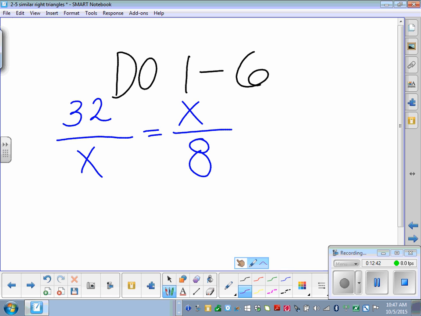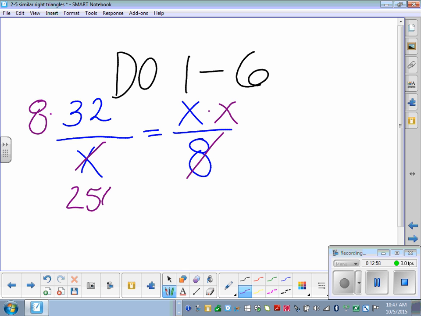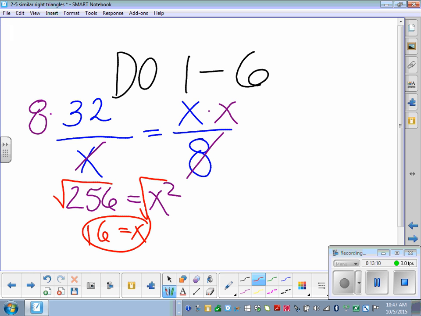So then we would, from there, cross multiply both sides by 8, but it divides out over here. Multiply both sides by x, but it divides out over here. So 8 times 32, 256. So we have 256 is equal to x squared, and then what would we do? Square root both sides of the equation, and we get 16 is equal to x. Our geometric mean is 16.